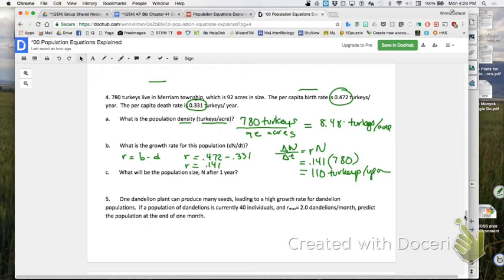All right, so what will be the population size after 1 year? Well, our change in population is 110 turkeys. How many turkeys did we have? We did have 780. So then you're just going to add those up. Then I would assume that we're going to have somewhere around 890 turkeys. All right, let me pause and do some erasing.